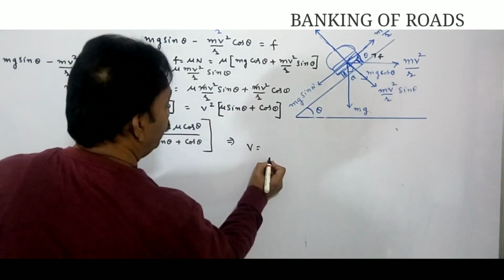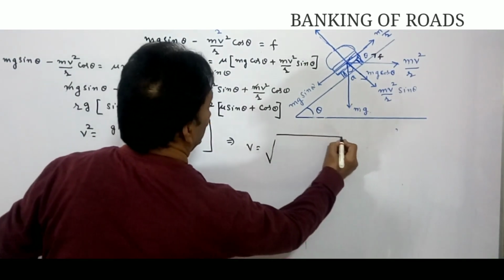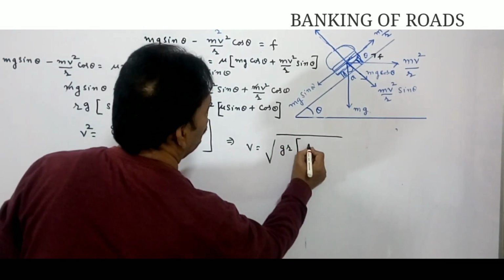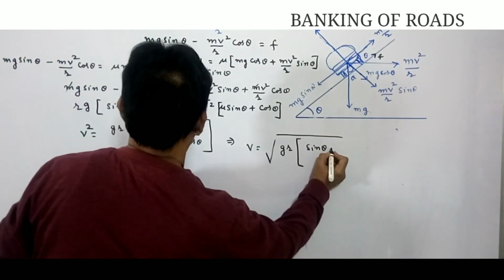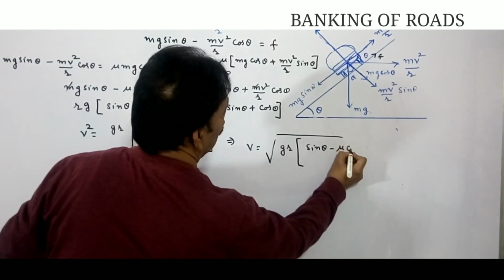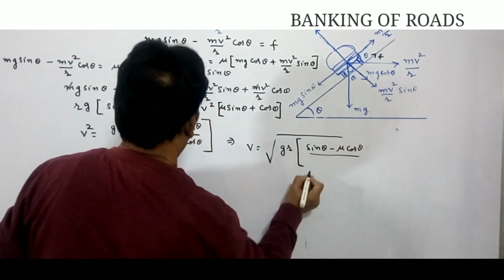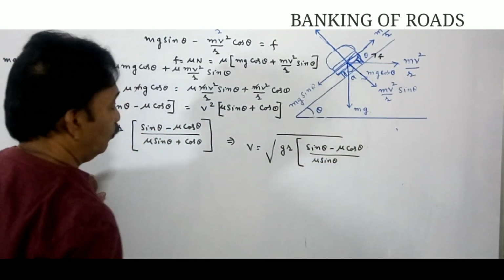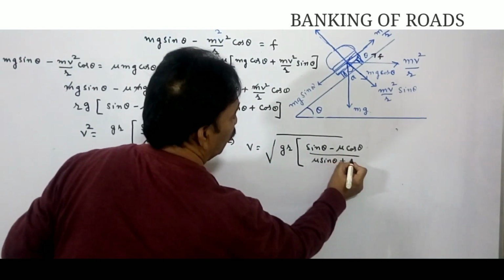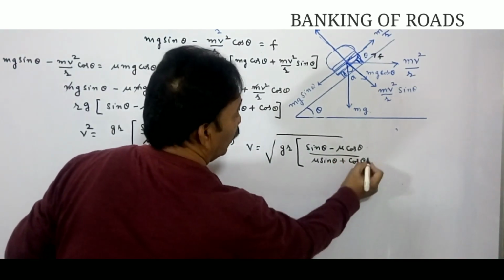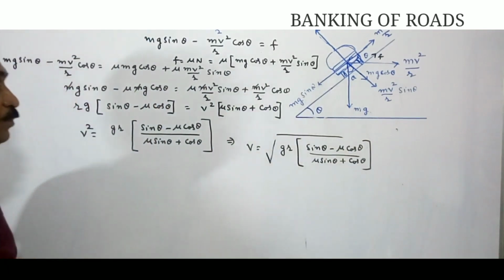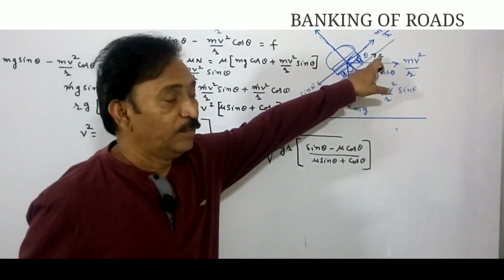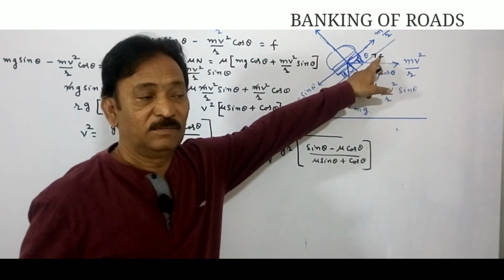Okay, it yields the minimum velocity of the vehicle. v is equal to under root of gr of sin theta minus mu cos theta by mu sin theta plus cos theta. It is the velocity. See, in this one, the frictional force will act in this direction.